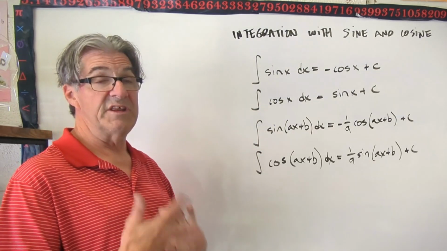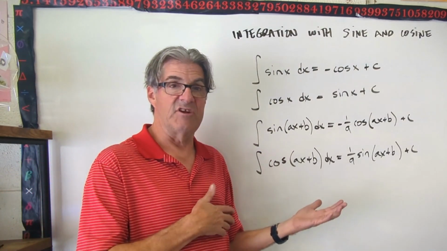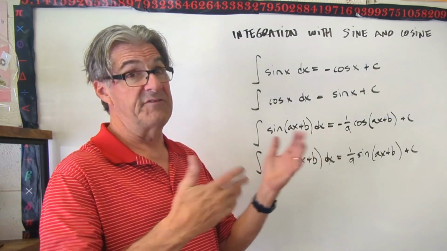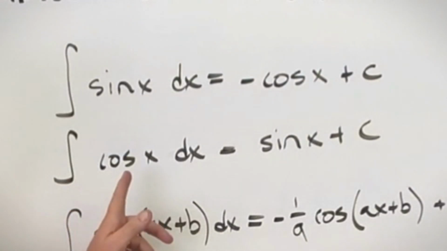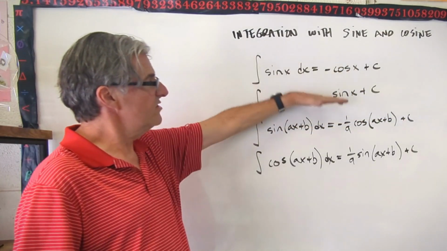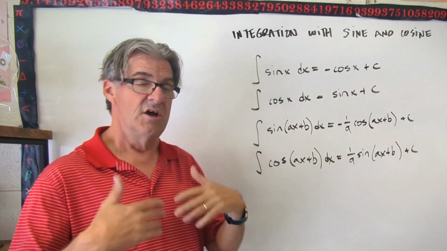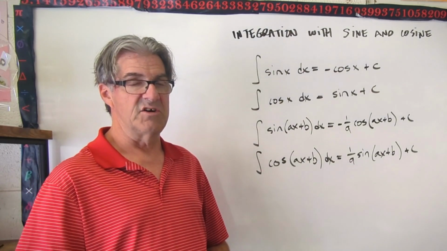Now cosine x, really similar. If you remember how you get cosine when you take a derivative, that's that you take a derivative of sine. Then when you take the integral of cosine, you get back to sine plus c. So here's the two fundamental rules. No surprises there. They make total sense once you've done derivatives of sine and cosine.